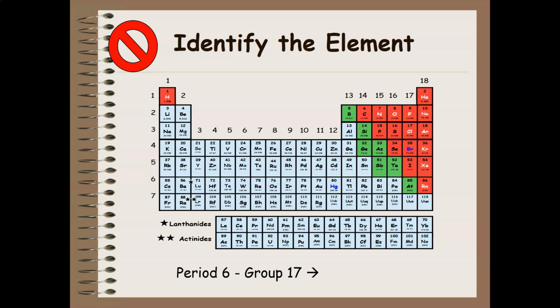Sometimes we mix up the order. We don't always say the group first. Period 6, group 17. There we go. Astatine. Sometimes people will say, is it astatine or astatine? I was always taught astatine because if you think about it, it's fluorine, chlorine, bromine, iodine, astatine.